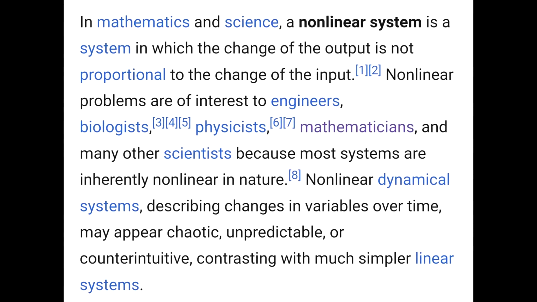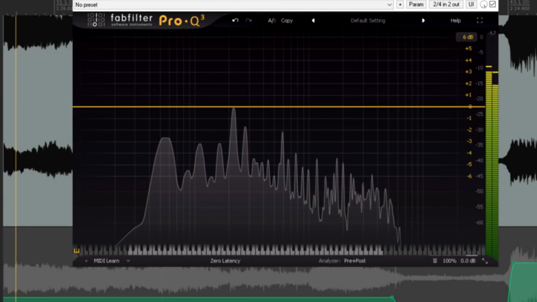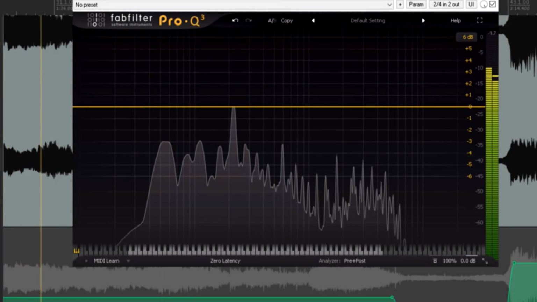Because the term has a very specific meaning when it comes to plugin design. Let's see, what does Wikipedia say? In mathematics and science, a nonlinear system is a system in which the change of the output is not proportional to the change of the input. Okay, maybe that's not so helpful on its own. So let me explain. Here's ProQ3. It's a linear EQ, of course.